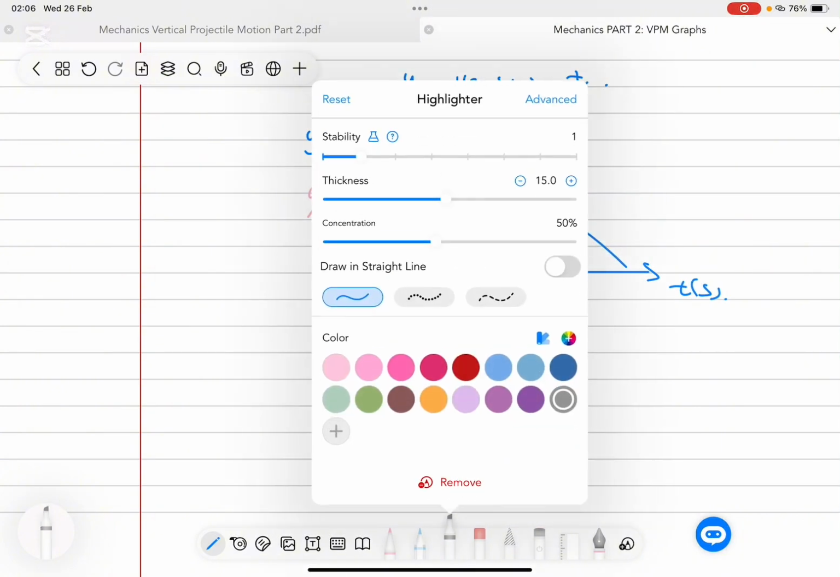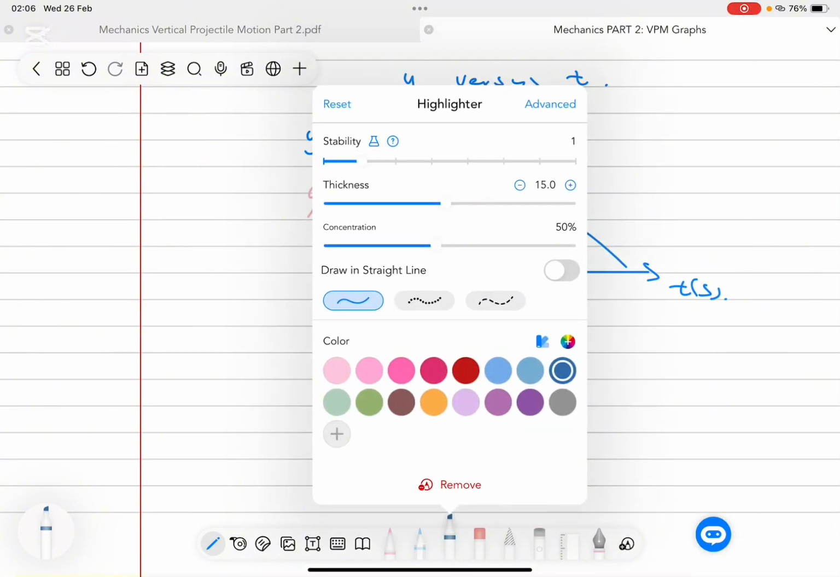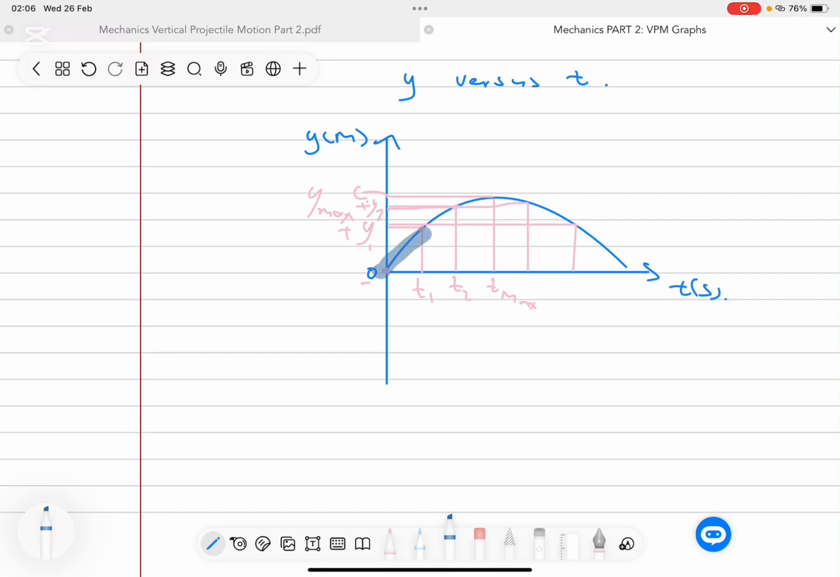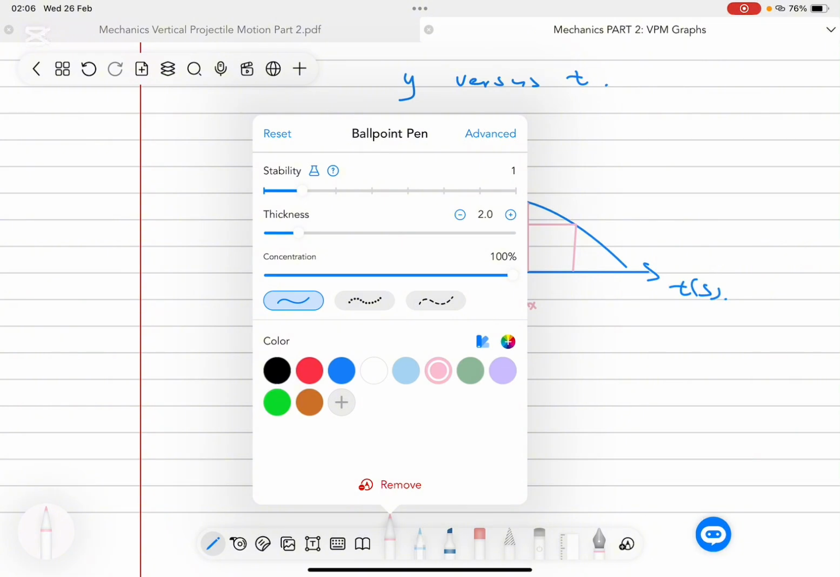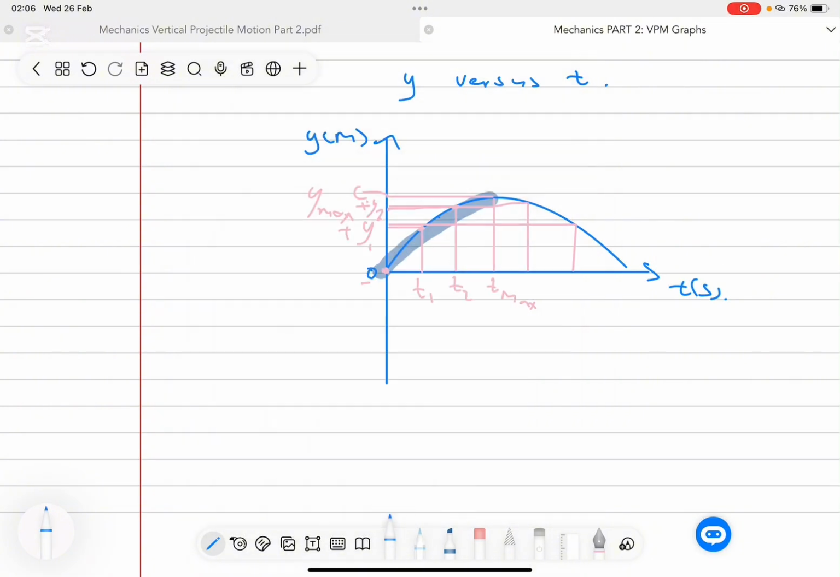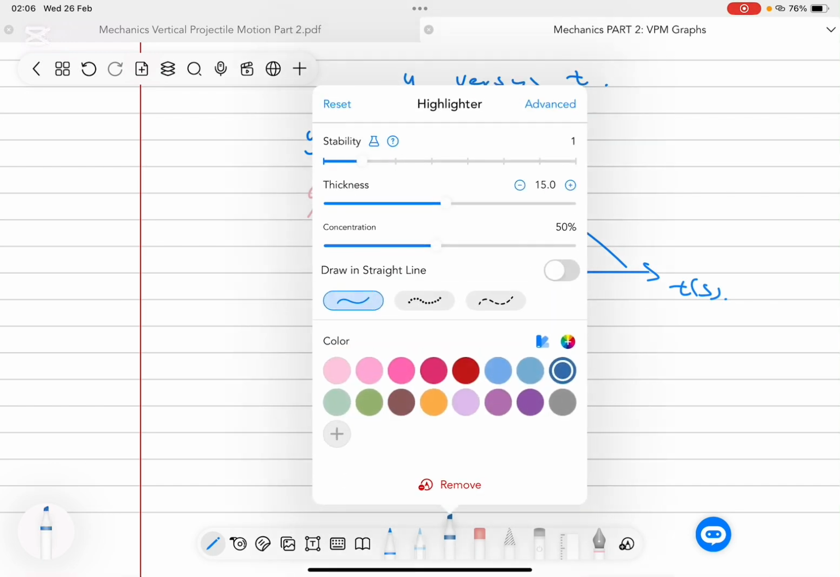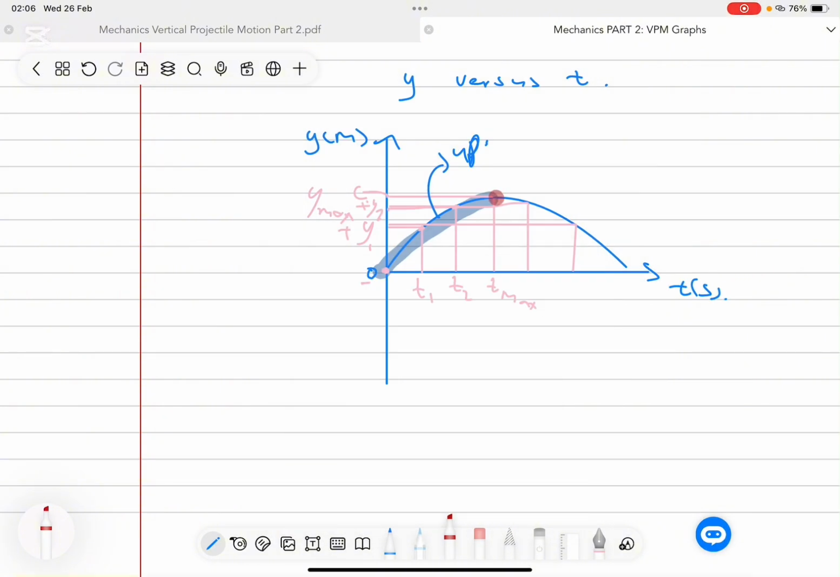Now this is very important because it means that from here to this part here is actually the motion where the projectile goes up. And from here going down there, it means our projectile is really going down. This part of the graph represents when the projectile is going up, and this part of the graph represents when the projectile is going down.